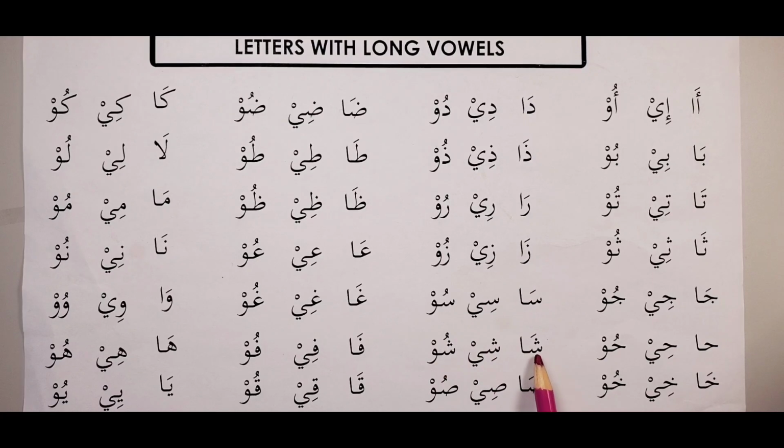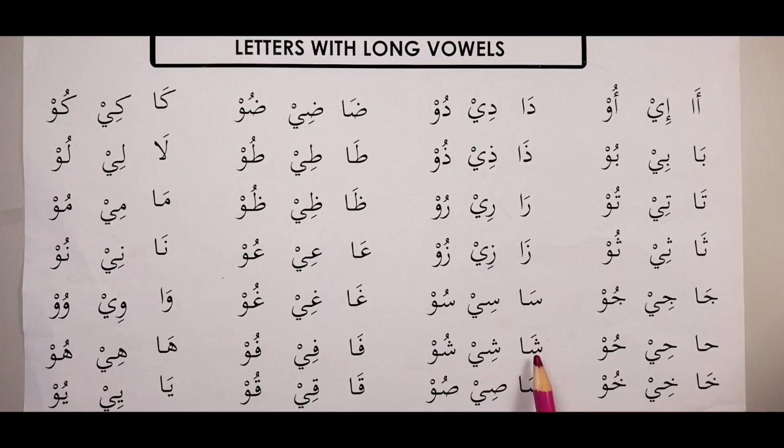Okay, then we have shin with a fatha, shin with ya, shin with dhamma. Okay, if we didn't have the long vowels here, this is the way we will have read them. Sha, shi, shu. But we have long vowels here. So, sha, shi, shu.